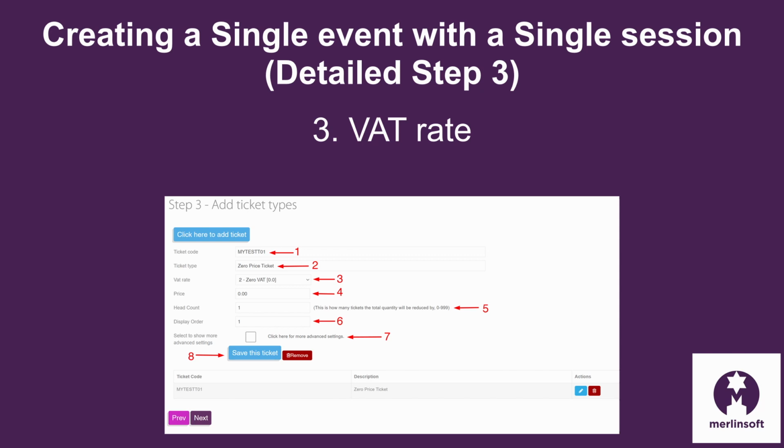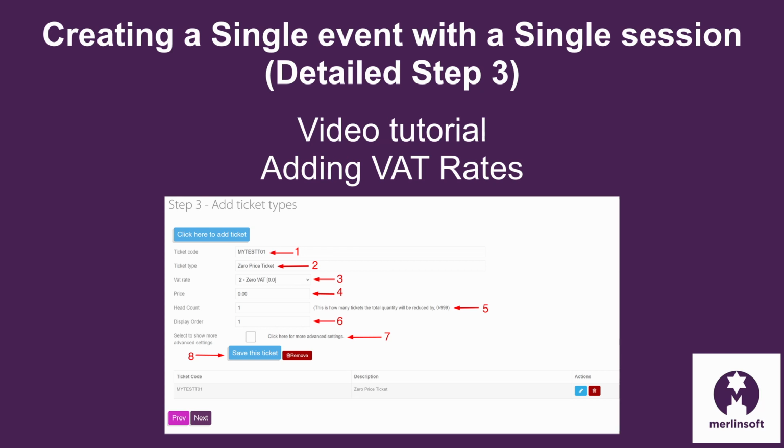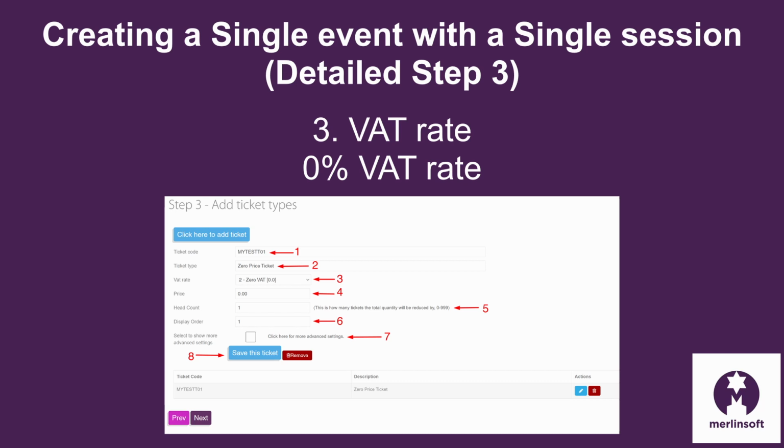3. VAT rate. You will be able to select a VAT rate for your ticket. The Merlin system will automatically be configured for 20% and 0% VAT rates. You can add more VAT rates if you like, but they must be configured before you start to add an event. Please watch the tutorial, Adding VAT Rates, for how to add a VAT rate. As my ticket is zero price, I am going to use the drop-down arrow to switch it to 0 VAT.